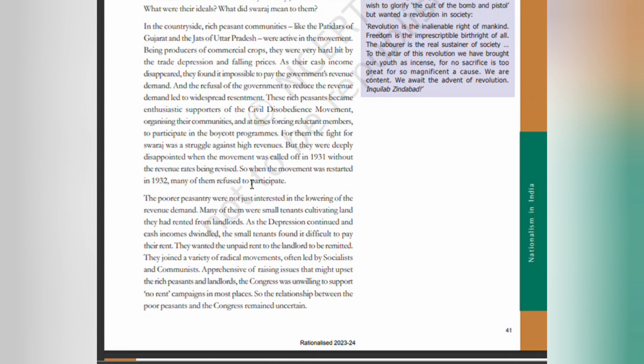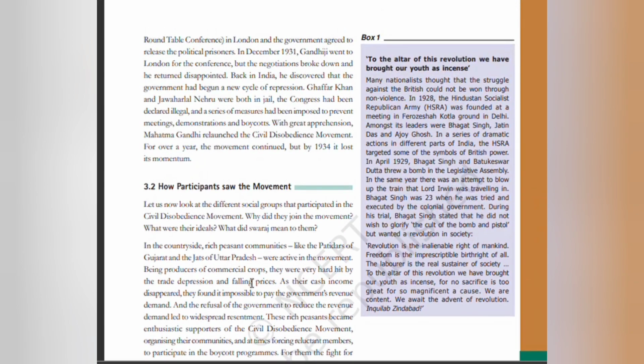The poor peasantry were not just interested in the lowering of the revenue demand. Many of them were small tenants cultivating land they had rented from landlords. As the depression continued and cash income dwindled, the small tenants found it difficult to pay their rent. They wanted the unpaid rent to the landlord to be remitted. They joined a variety of radical movements, often led by socialists and communists. Apprehensive of raising issues that might upset the rich peasants and landlords, the Congress was unwilling to support no rent campaigns in most places, so the relationship between the poor peasants and the Congress remained uncertain.